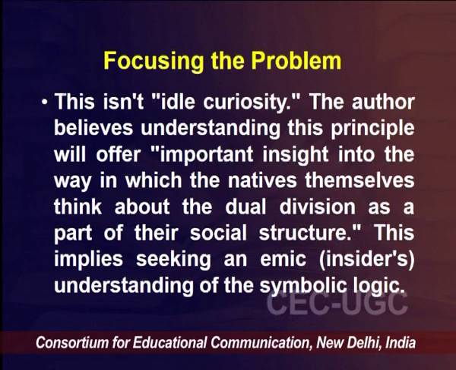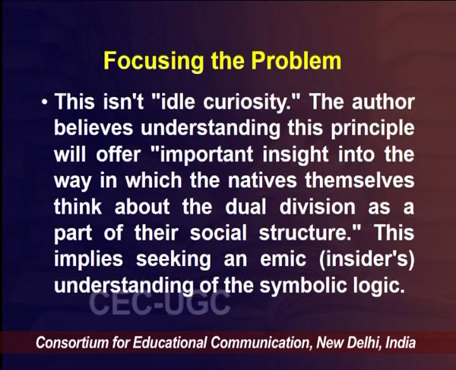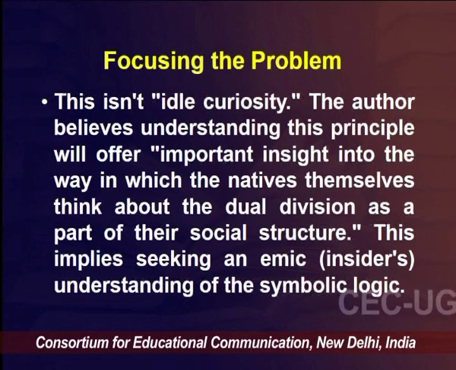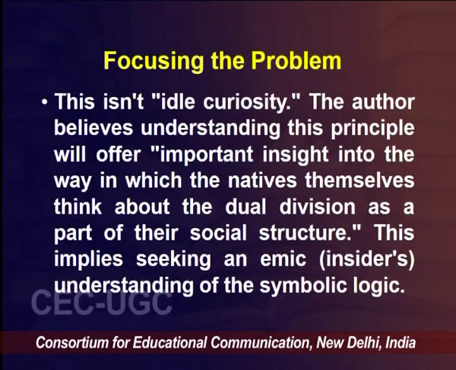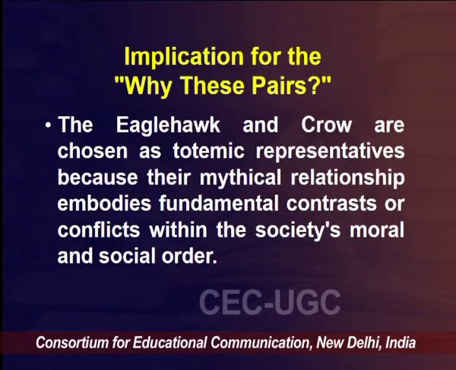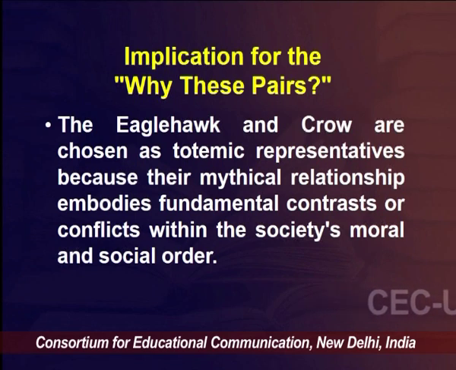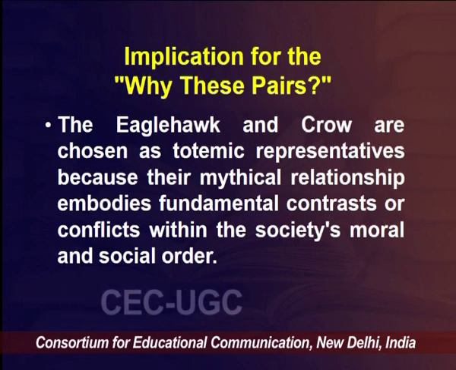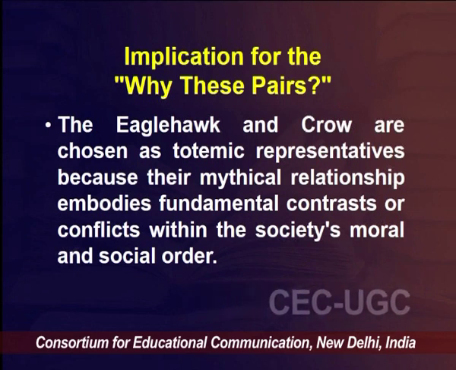This isn't idle curiosity. Radcliffe-Brown believed understanding this principle will offer important insight into the way in which the natives themselves think about the dual division as a part of their social structure. This implies seeing an emic, that is the insider's, understanding of the symbolic logic. The eagle hawk and the crow are chosen as totemic representatives because their mythical relationship embodies fundamental contrast or conflict within the society's moral and social order.